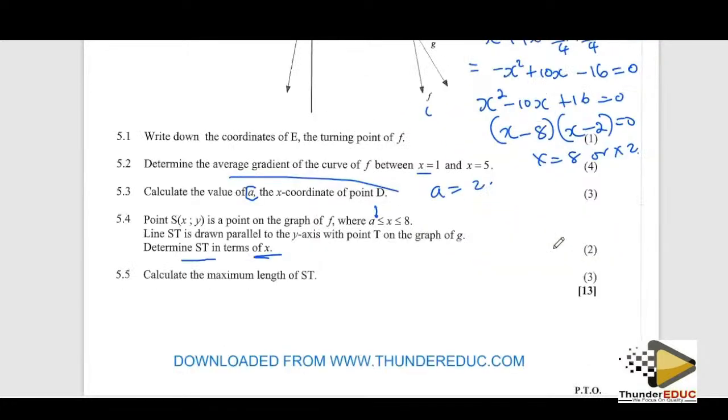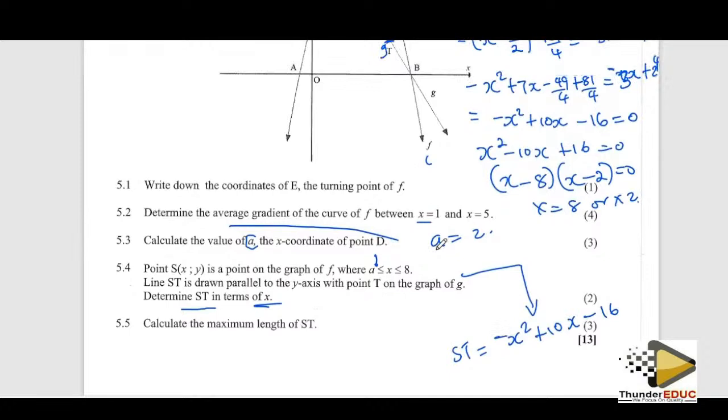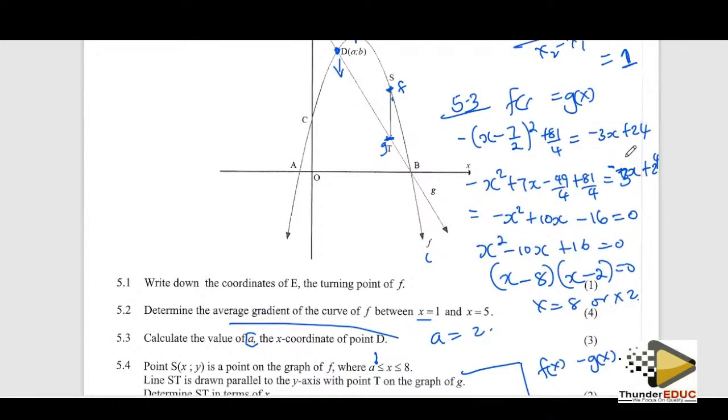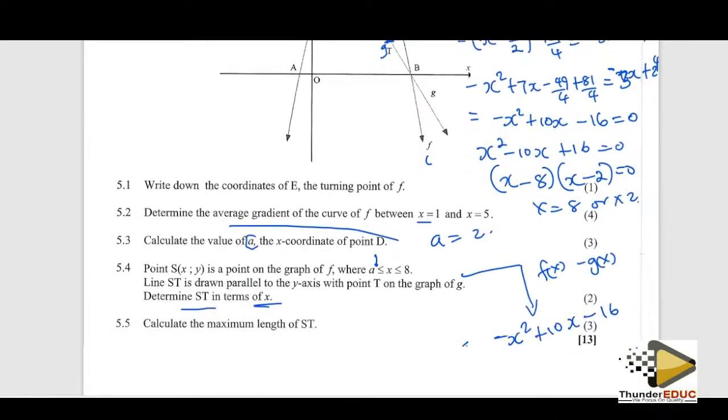Okay, so I'll use the simplified format. Just going to say negative x squared plus 10x minus 16. That's your ST. We got it already because we said f of x minus g of x. Don't equate it to 0 first, just subtract the two. That's what we just did, so I don't need to redo that.